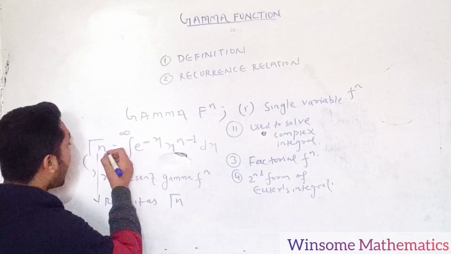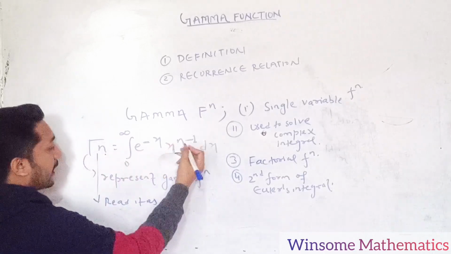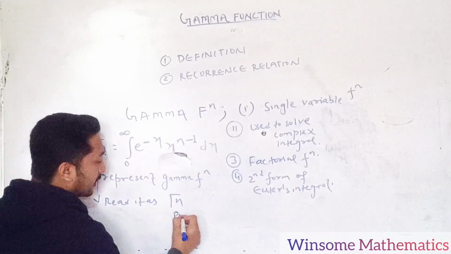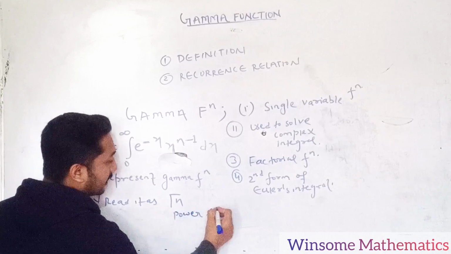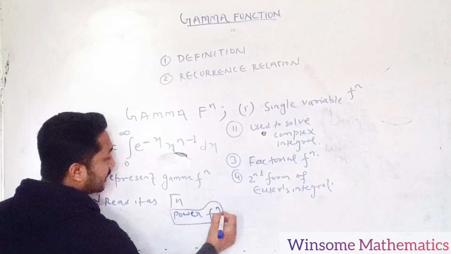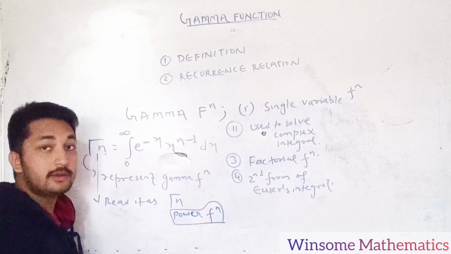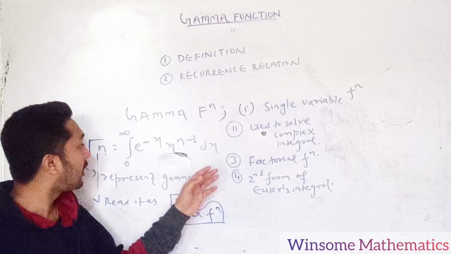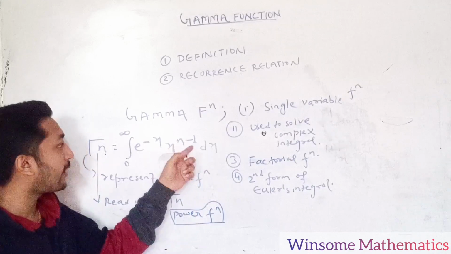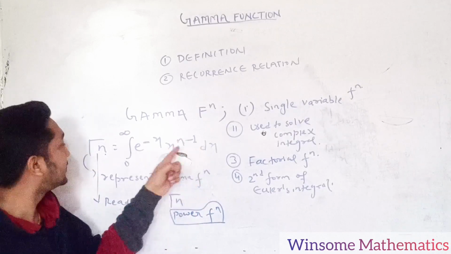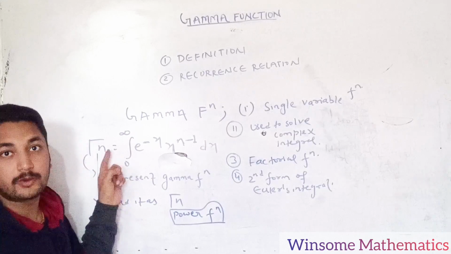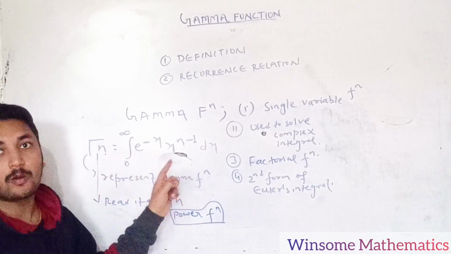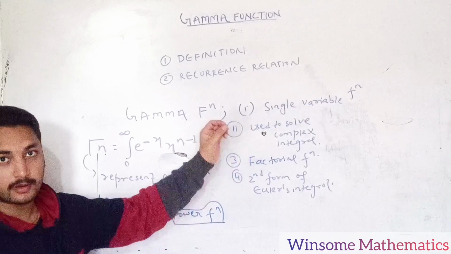Like n is to the power of x, that means it is also a power function. When we change the power of x, we change the value of the gamma function. Clear? Very clear. Whenever we change the value of the power of x, we change the value of this gamma function. Like, this is depending on the power of the variable of the integration.